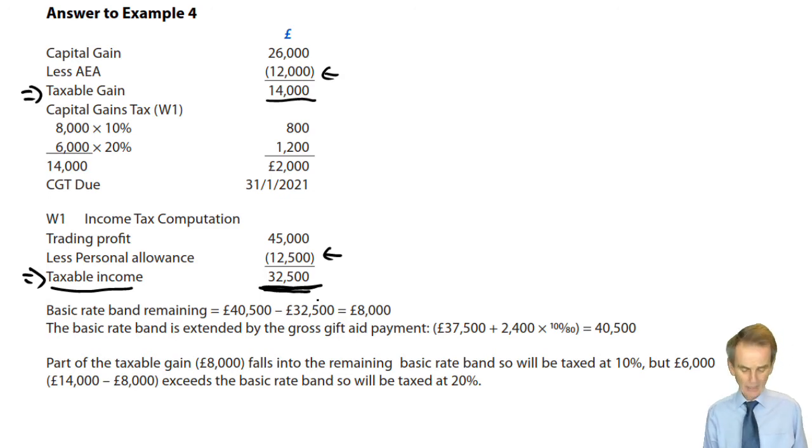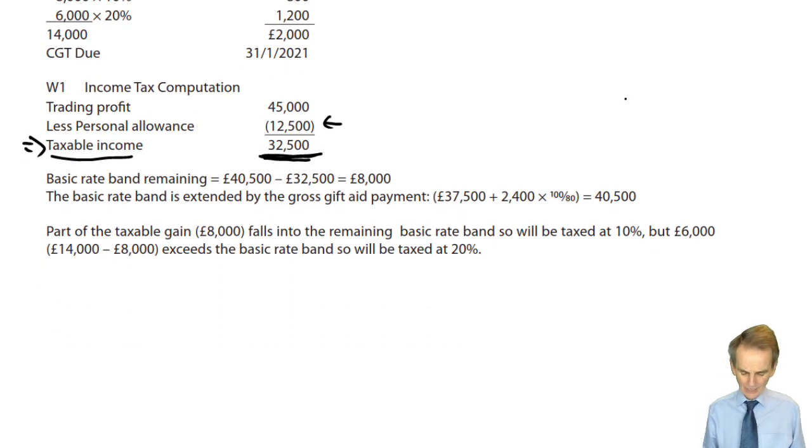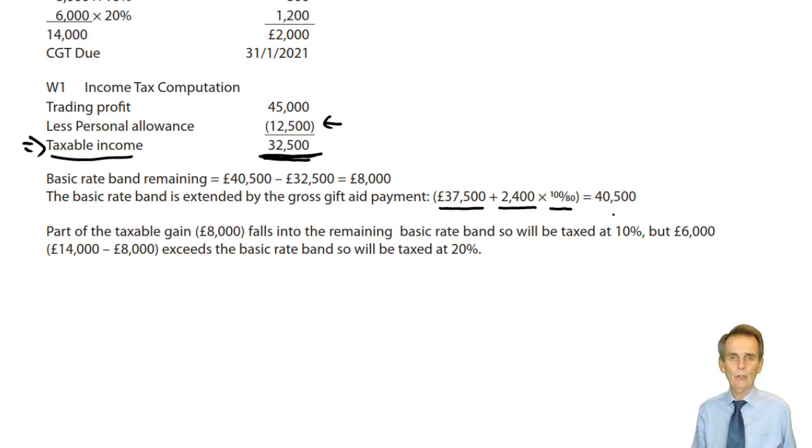What is normally a basic rate band, of course, of 37,500. But the difference this time was that that basic rate band needed to be extended by the gross amount of the gift aid payment. Our normal basic rate band, 37,500. The amount of gift aid payment made, the actual payment, 2,400. That is a net figure. We need the gross figure, times 100 over 80. That will take the 2,400 and gross it up to £3,000, therefore.